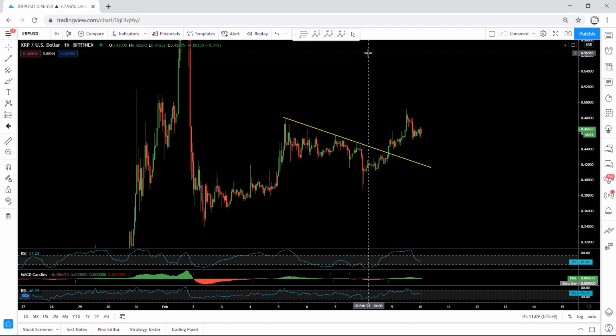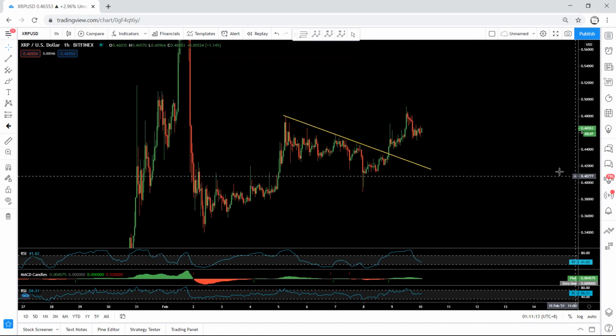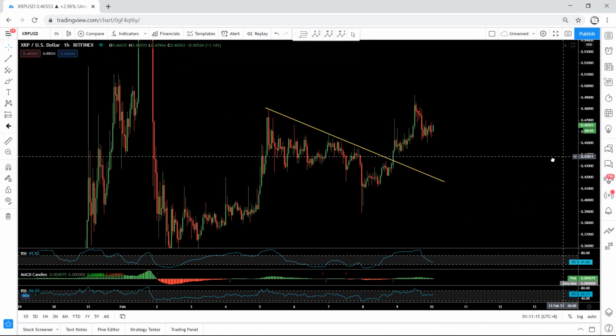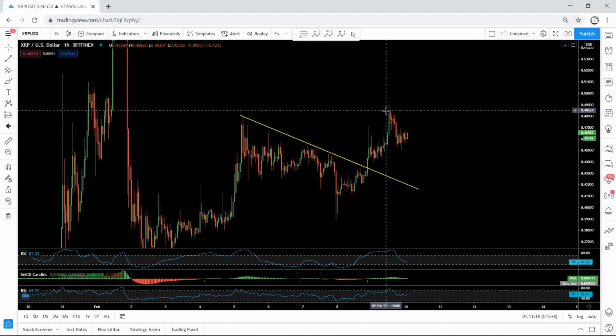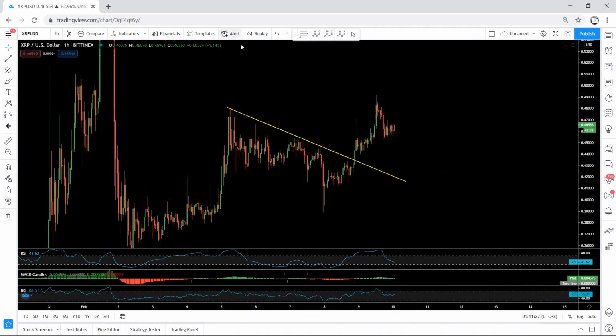XRP, we start with the 1 hour chart. Okay, I want to give an update for my previous video. If I refer to my last video, when the price broke the top, I highlighted that there is a possibility the price can drop. This is what we get.